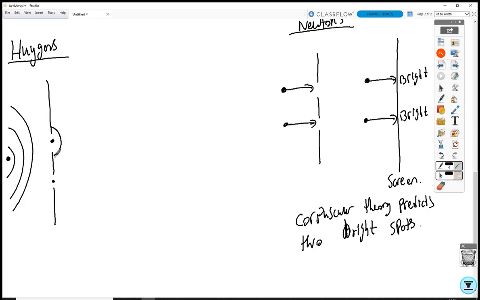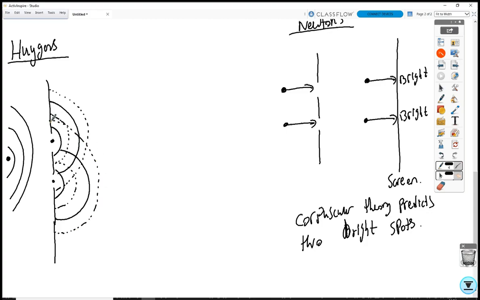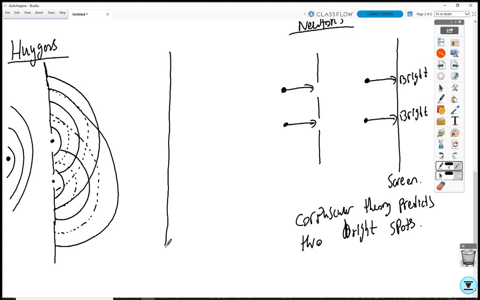So we'll start with our first peaks, then the troughs, then a peak, then a trough, and then we'll do another peak, and then maybe we'll leave it at that for now. And then we'll put our screen.